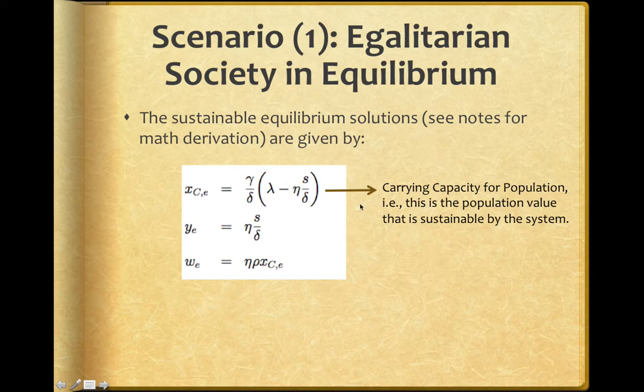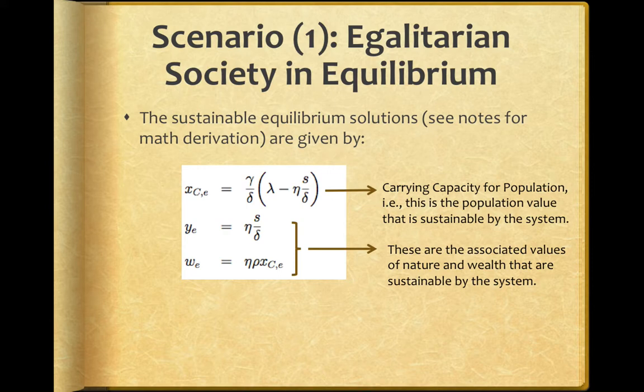So this value of population in equilibrium can be interpreted as the carrying capacity for population. This is the population value that is sustainable by the system. These two are essentially the associated values of nature and wealth that are sustainable by the system. So this set of population, nature, and wealth are sustainable under these conditions. So you can reach sustainability and avoid collapse in this case.